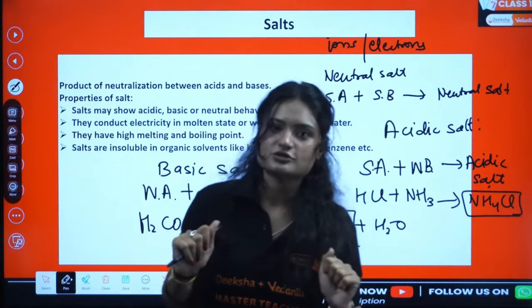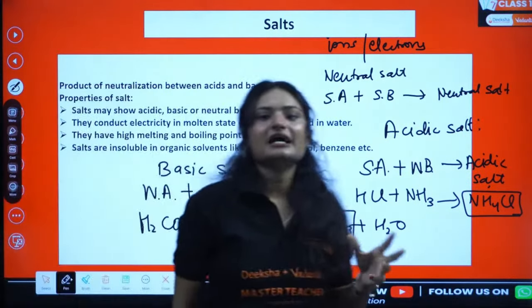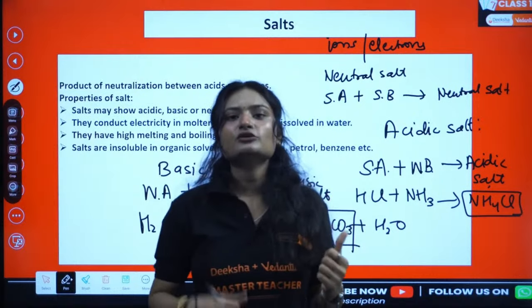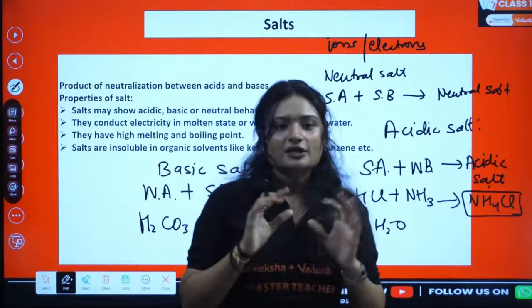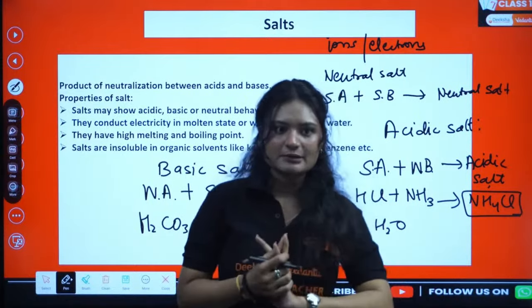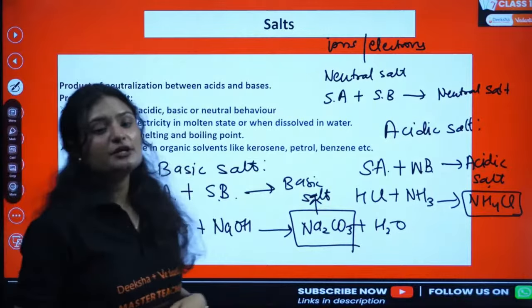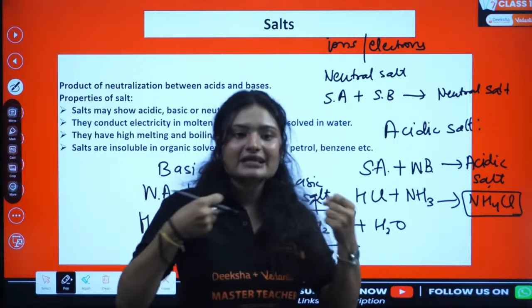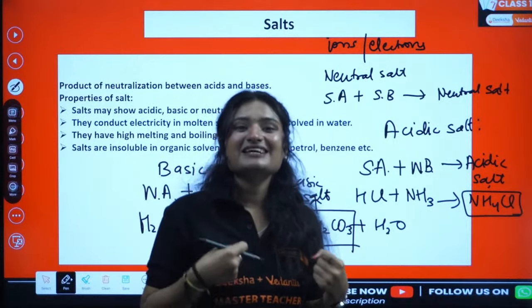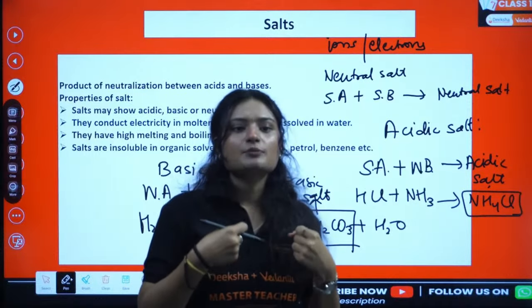All the ionic compounds also have high melting and boiling point. Why? Because they are ionic compounds. They are composed of cation and anion. They are formed by transfer of electrons. Don't worry, we'll discuss it in the carbon and its compounds. That's why they have very high melting and boiling point, because you need very high energy to separate that bond, to break the ionic bond.